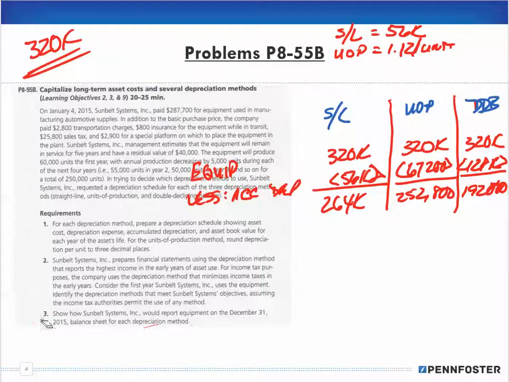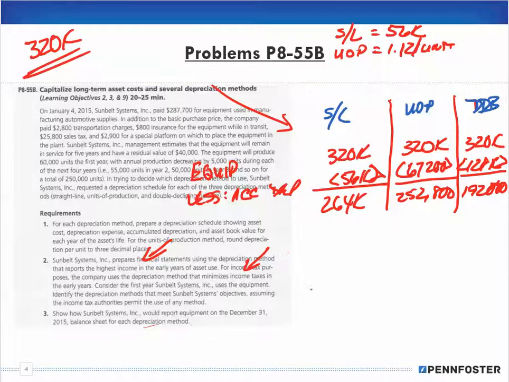Now I said I'd come back to number 2, and the reason why is because this way I can look at this information and be able to figure out what I need to do for number 2. It says prepare financial statements using the depreciation method that reports the highest income in the early years of asset use. Okay, so remember we're talking about financial statements. Then it says for income tax purposes.